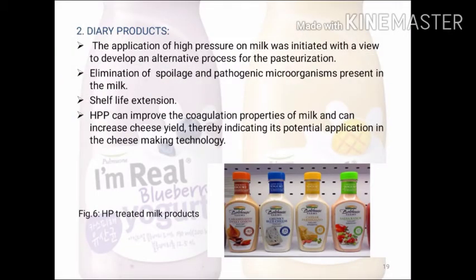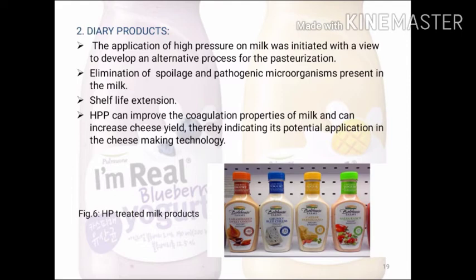The second one is the applications of high pressure processing on dairy products. The application of high pressure on milk was first initiated with a view to develop an alternative process for pasteurization. It helps in the elimination of spoilage and pathogenic microorganisms that are present in the milk, and it also helps in the extension of shelf life.